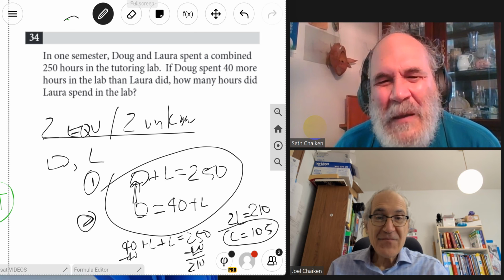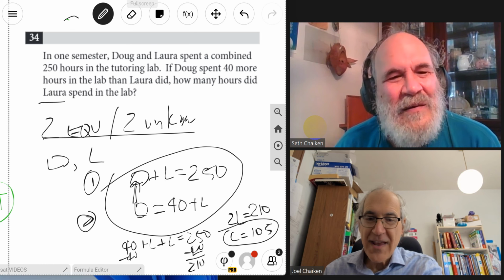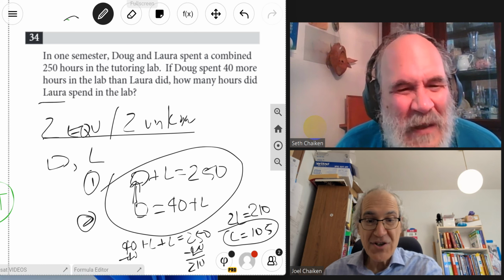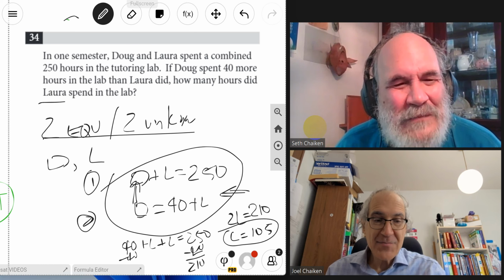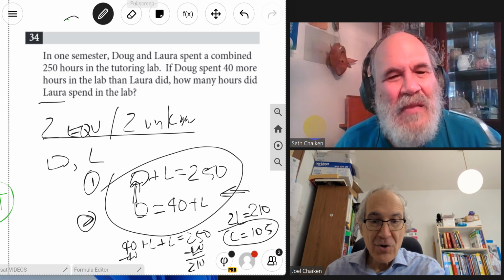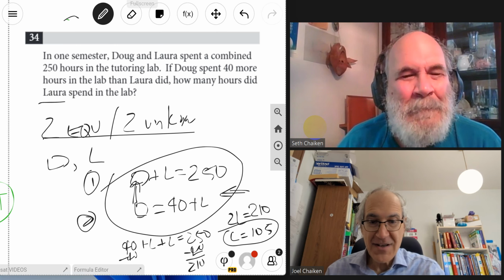There's an advantage to doing this, but you're right. How many did Laura spend? You've got to be careful and answer the right question. Frankly, this was a coincidence, but I went this way because I didn't have to subtract. If I went with Laura, I would have had to do a subtraction. Anytime a negative sign comes into algebra, you make a mistake.